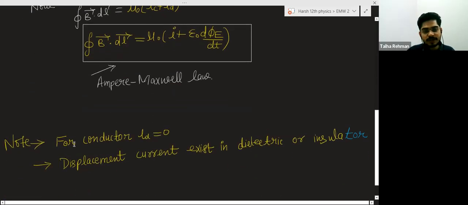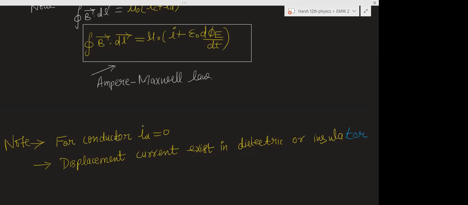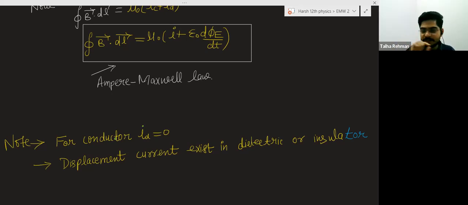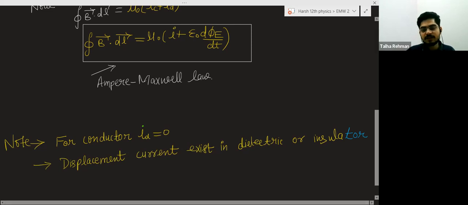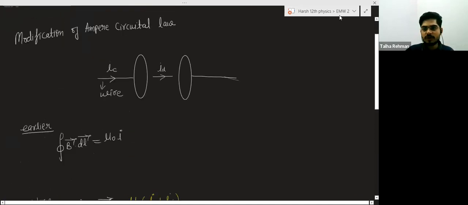And there is one more point. For a conductor, the displacement current is zero. That means in a conductor or wire there will be no displacement current. Displacement current exists in a dielectric or insulator. Now you can note this down.